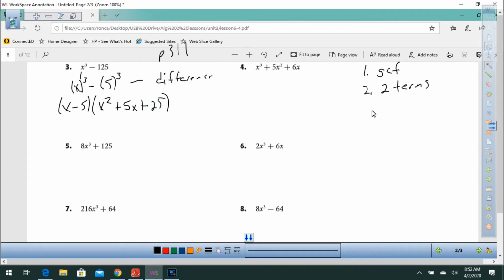That's not hard. Let's take a look at number 4 here. What's the greatest common factor? We've got an x, so we have x times x squared plus 5x plus 6. Step 2, count the number of terms.